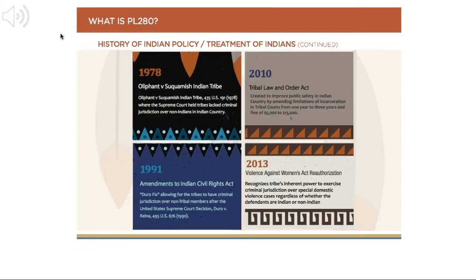In Oliphant v. Suquamish Indian Tribe, in 1978, the Supreme Court ruled that tribes lacked criminal jurisdiction over non-Indians in Indian country. In 1991, amendments to the Indian Civil Rights Act were made. Durofix allowed for the tribes to have criminal jurisdiction over non-tribal members.